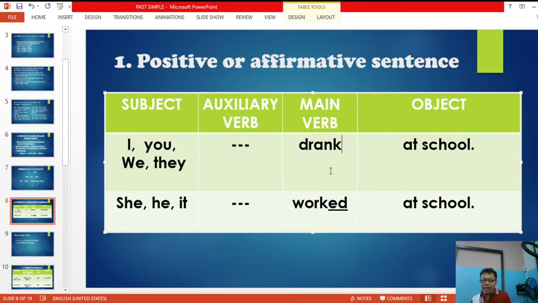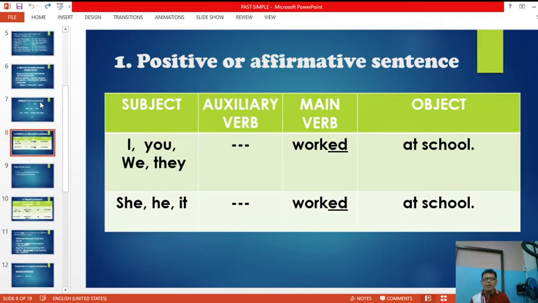And here, if your base form of the verb is drink, you'll also use the same. That's the point here. She drank at school. So for the main verb, for either plural or singular form of the subject, for the past form, you just write the past form of the main verb. I hope you understand that. Okay, so that is for the positive sentence.